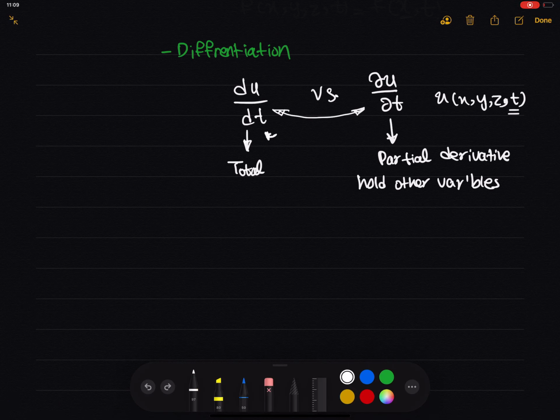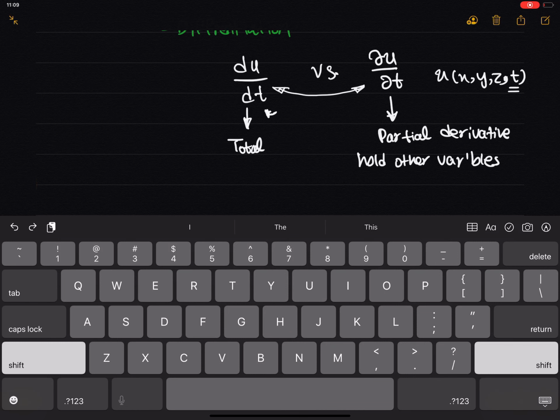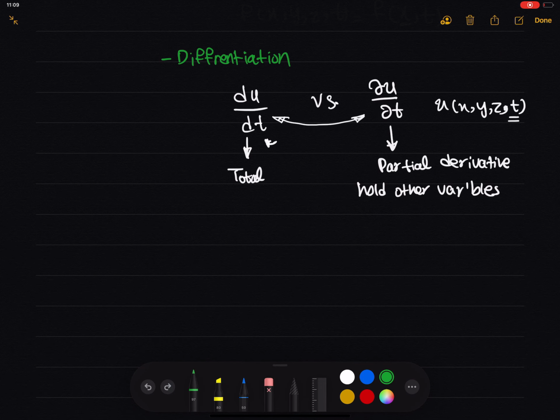Okay, so this is the definition for differentiation. And then we have some other definitions that you need to know in this course. One is grad.